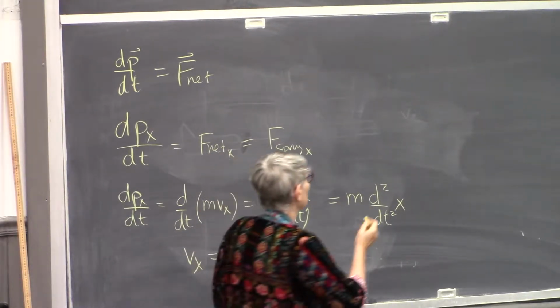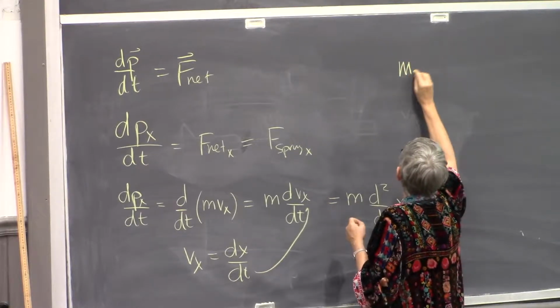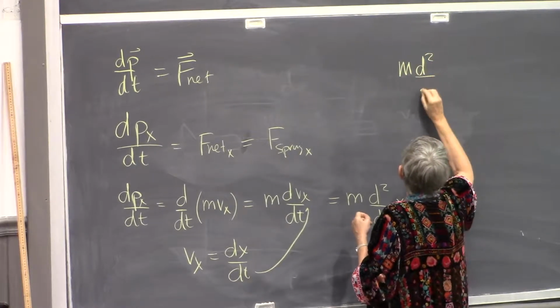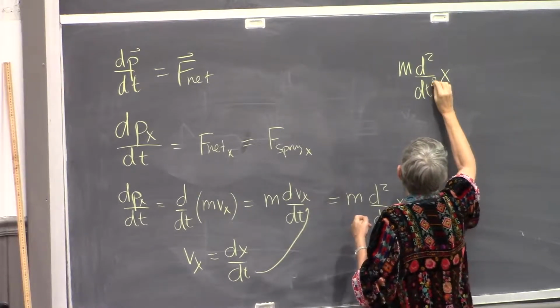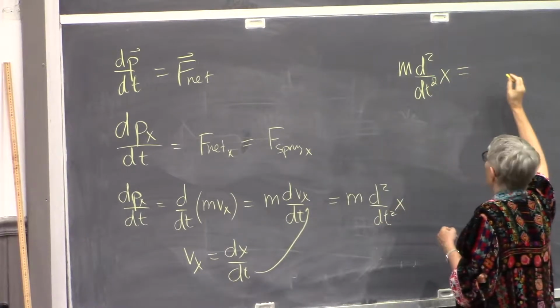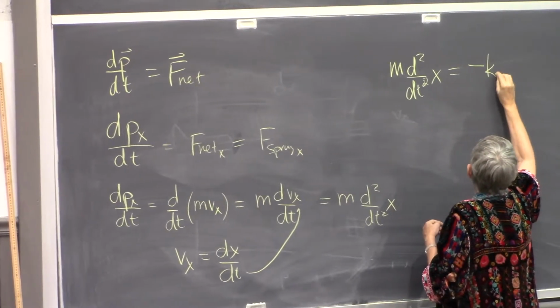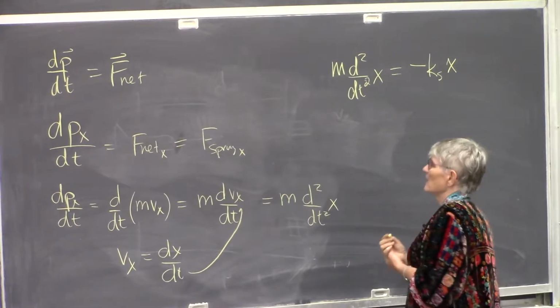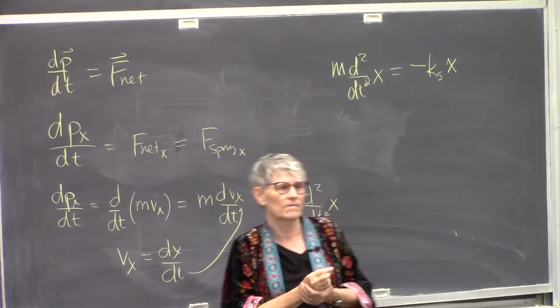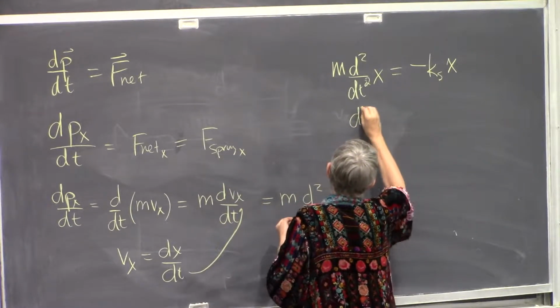So what we've ended up with here is, on the left-hand side of our equation, we have m times the second derivative with respect to time of x. And on the right-hand side of our equation, we've got minus k sub s times x. And we can rearrange just a little bit.